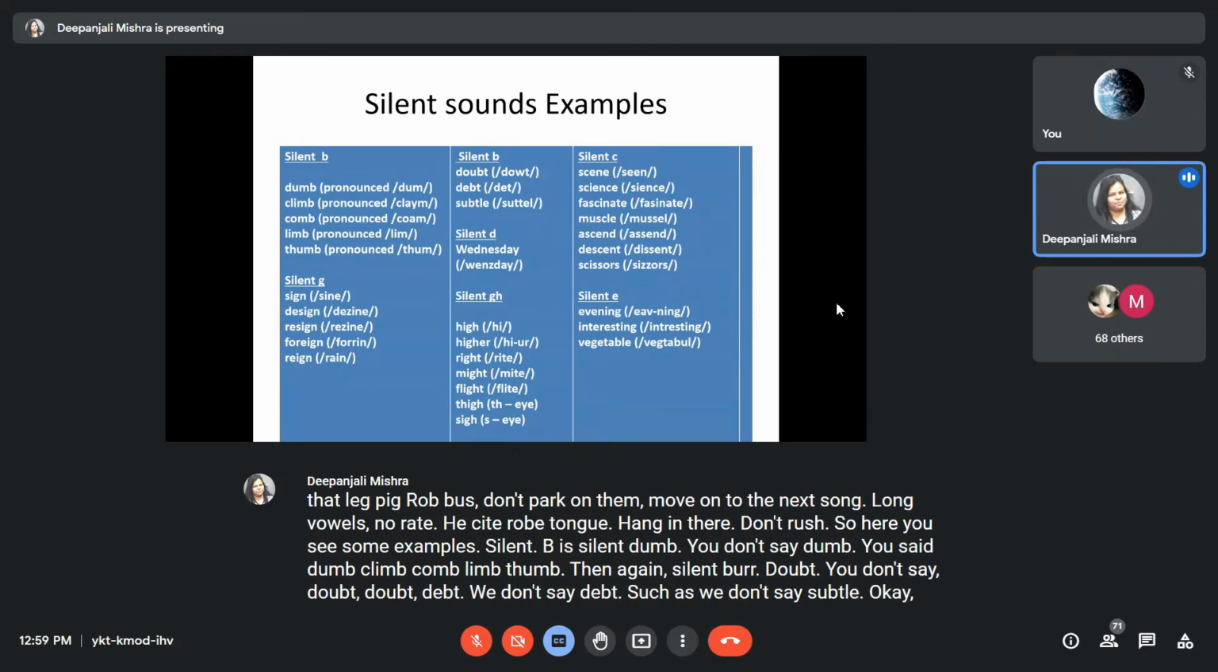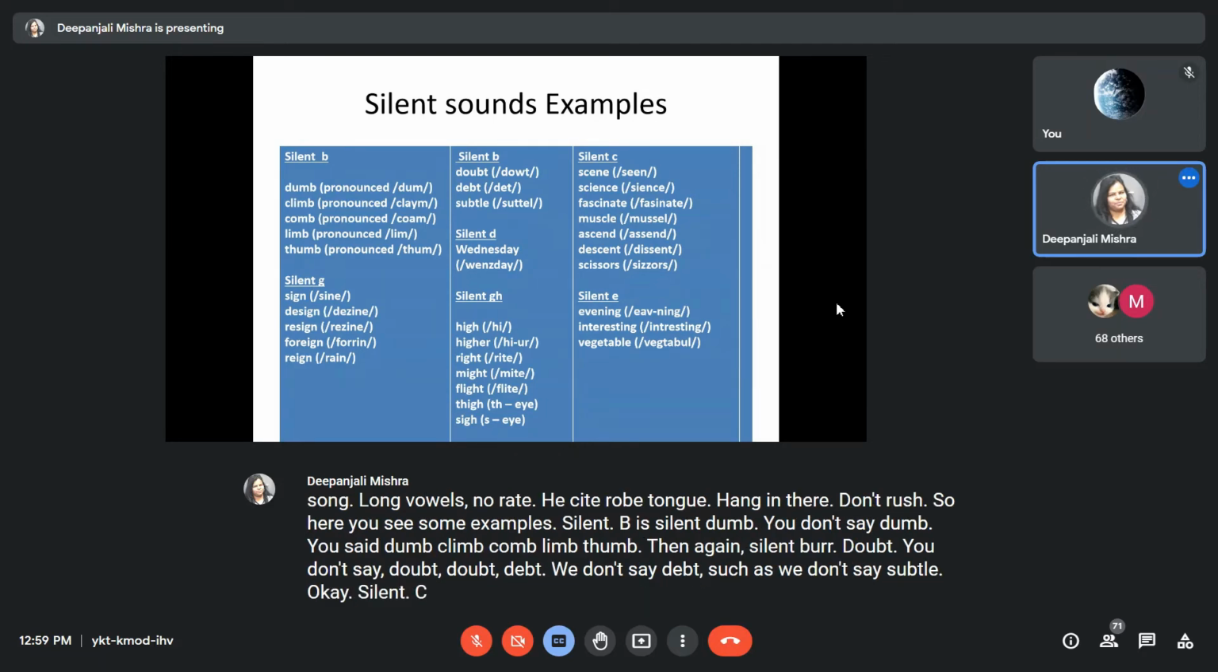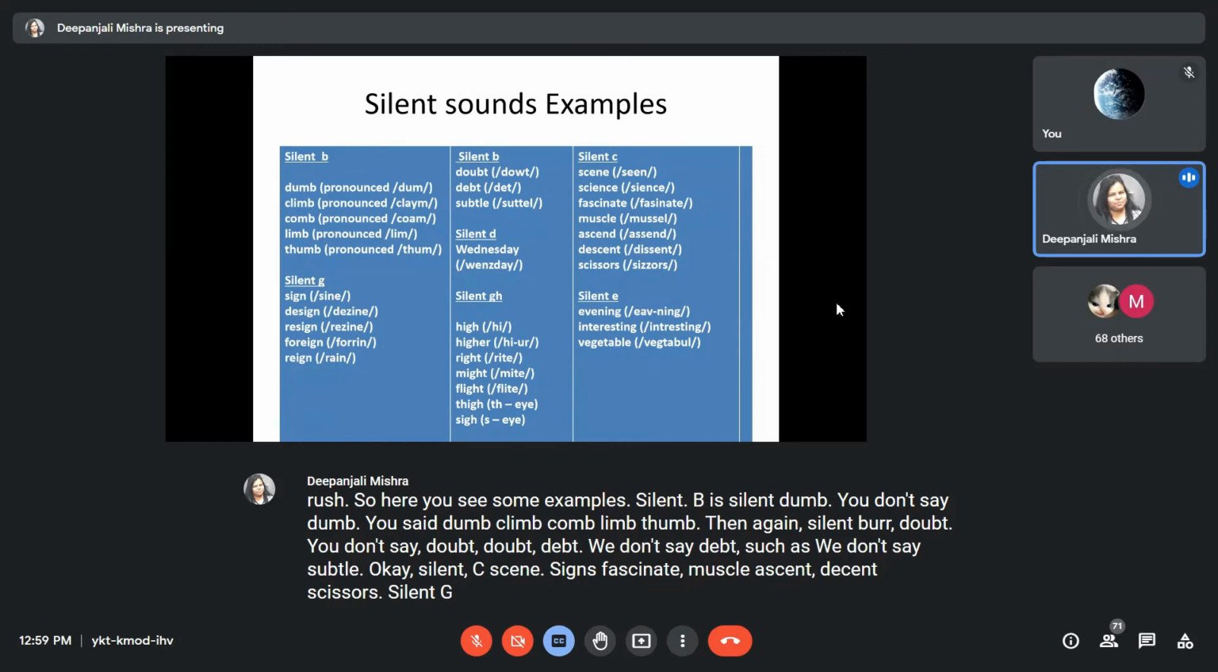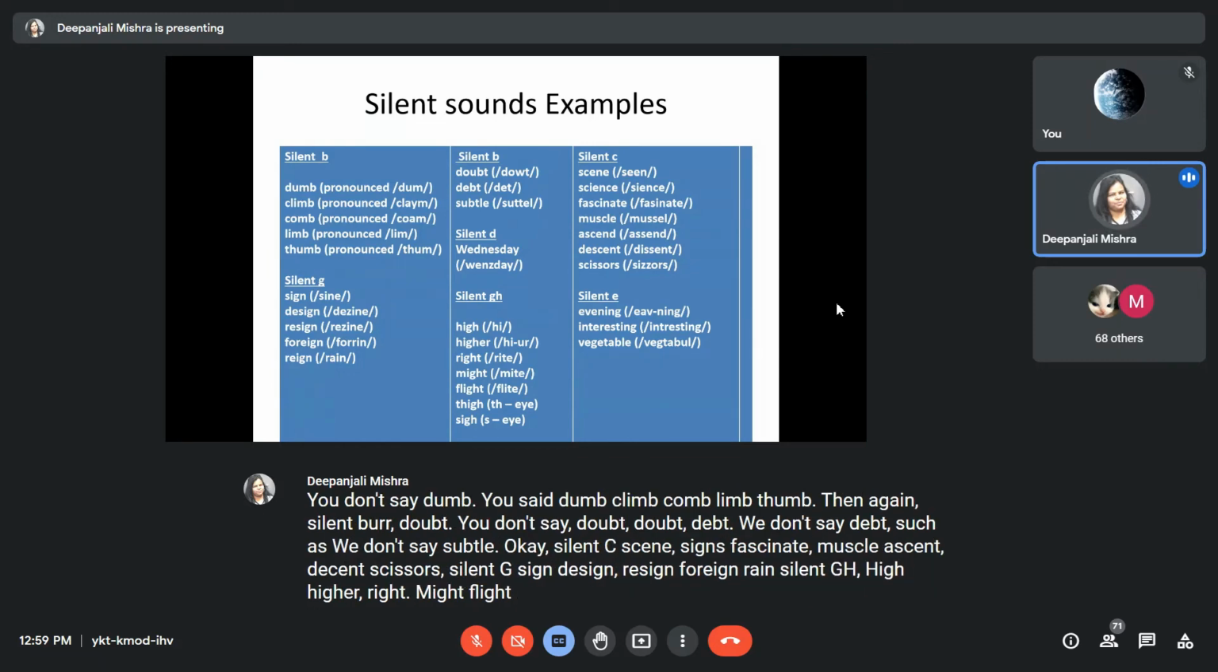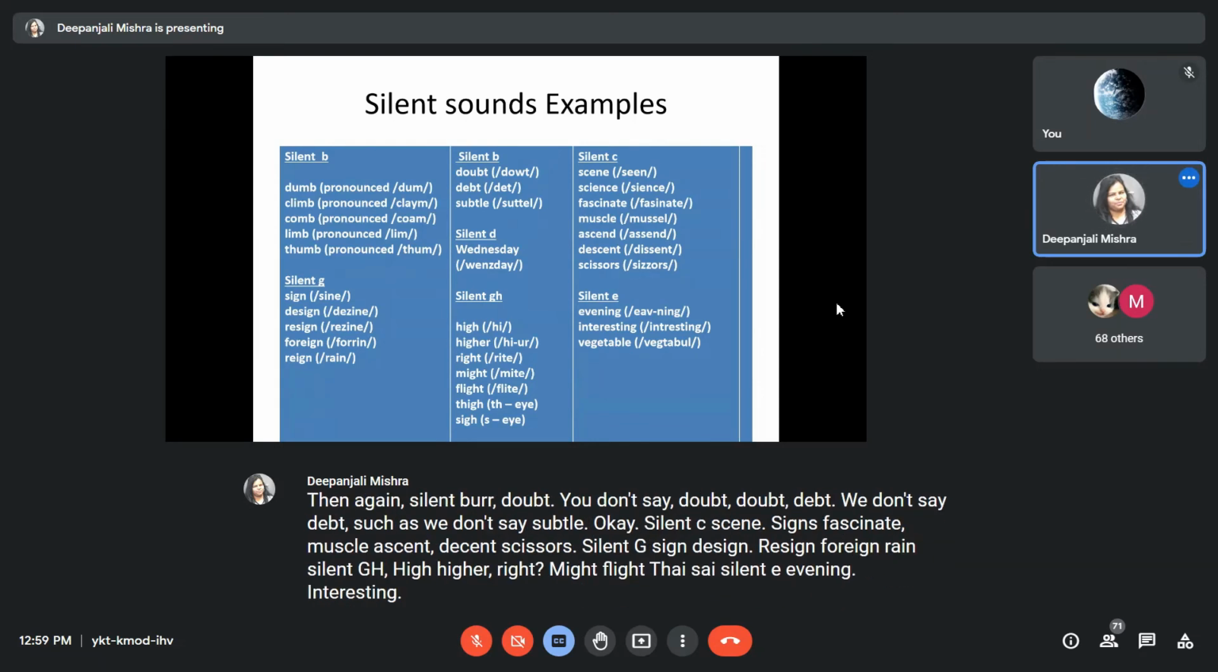Silent C: scene, signs, fascinate, muscle, ascent, decent, scissors. Silent G: sign, design, resign, foreign, rain. Silent GH: high, higher, right, might, flight, thigh, sigh. Silent E: evening, interesting, vegetable. Okay, so this is one example.